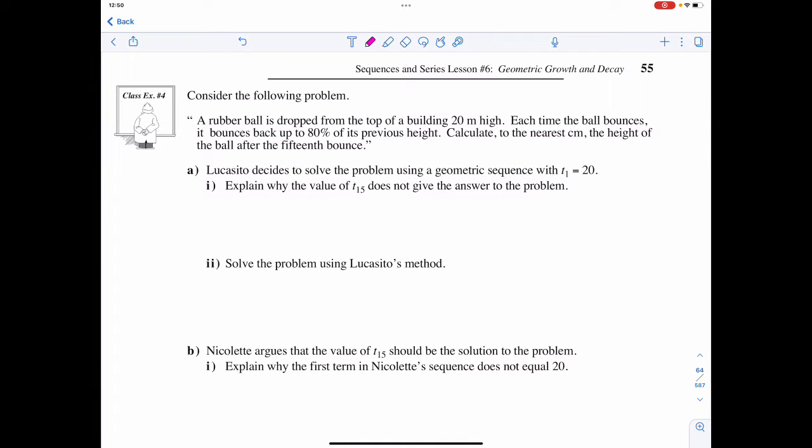So if we put this into another problem, a rubber ball is dropped from the top of a 20-meter high building. Each time the ball bounces, it bounces back up to 80% of its previous height. Calculate to the nearest centimeter the height of the ball after the 15th bounce.